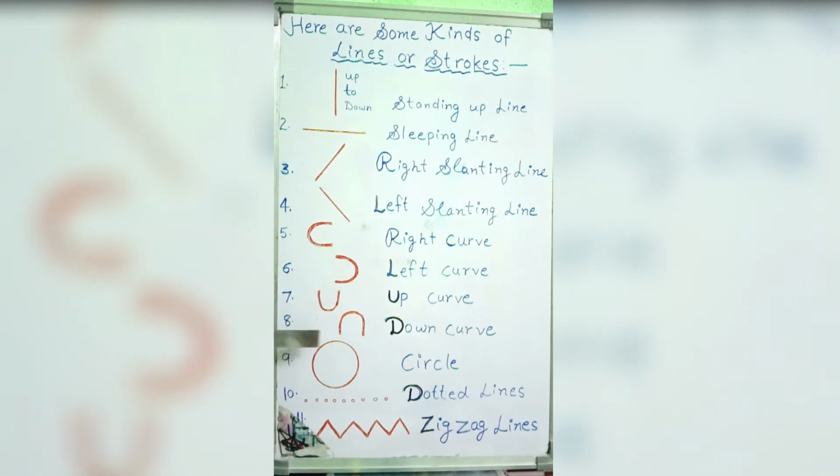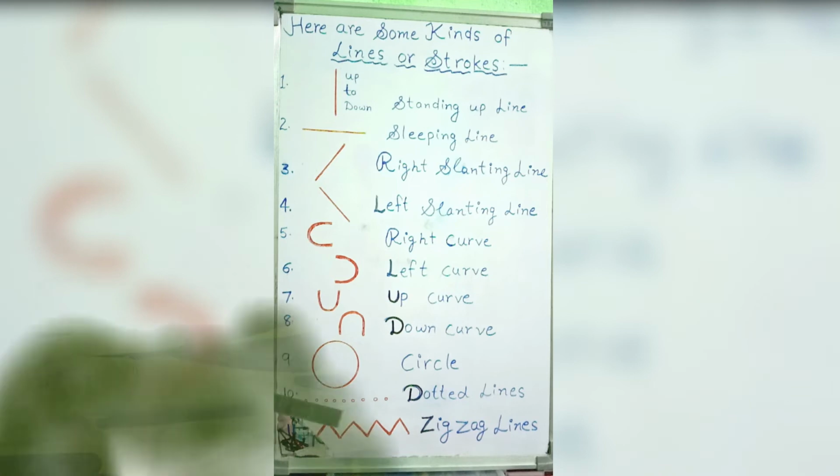This is the circle. These are dotted lines. And these are zigzag lines.